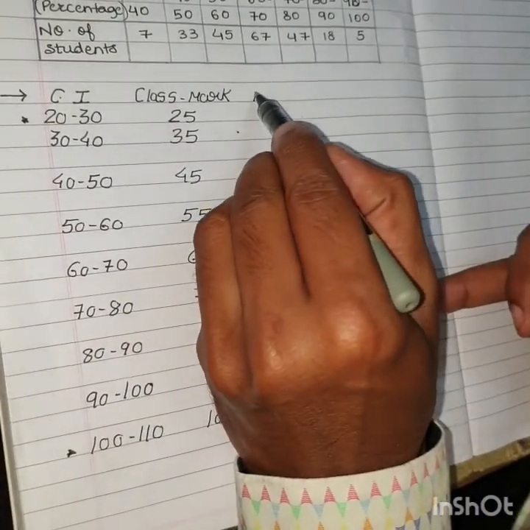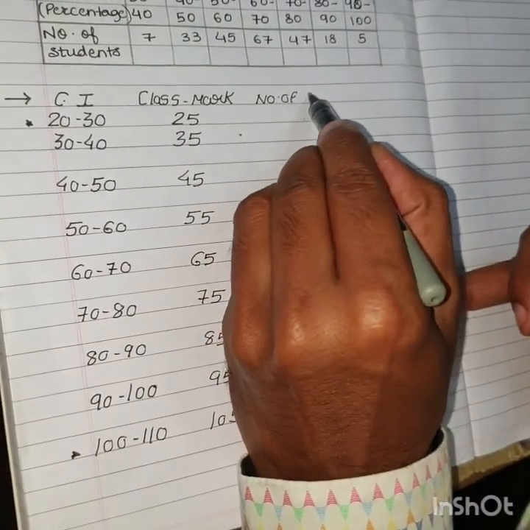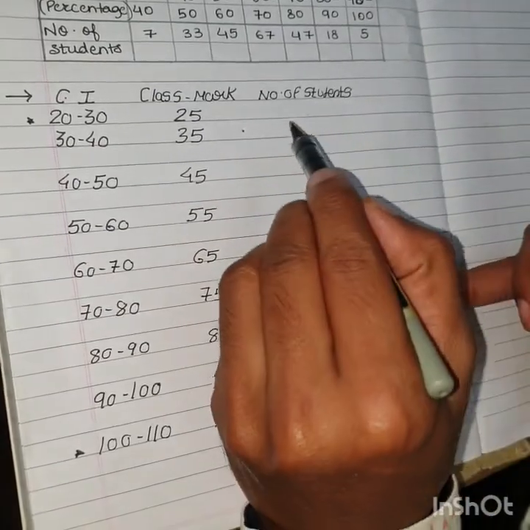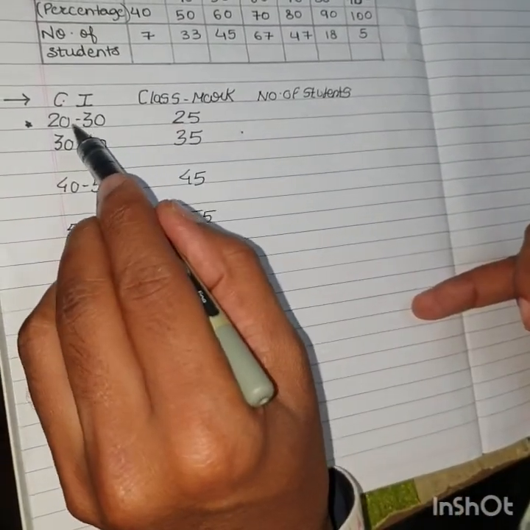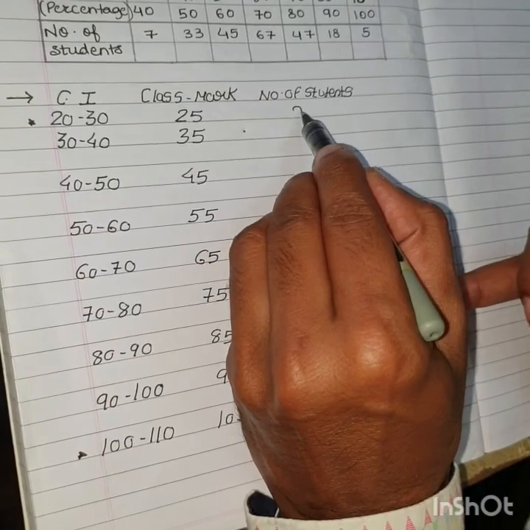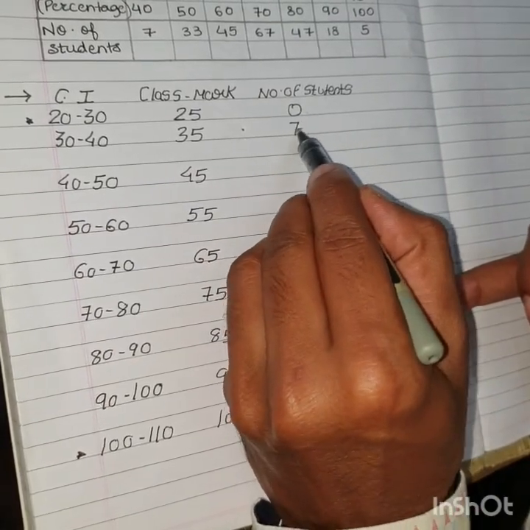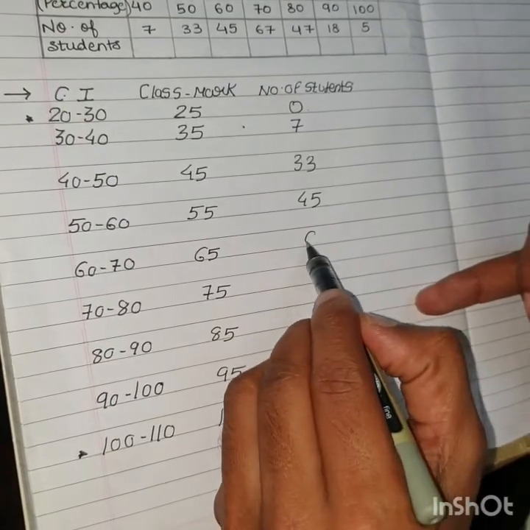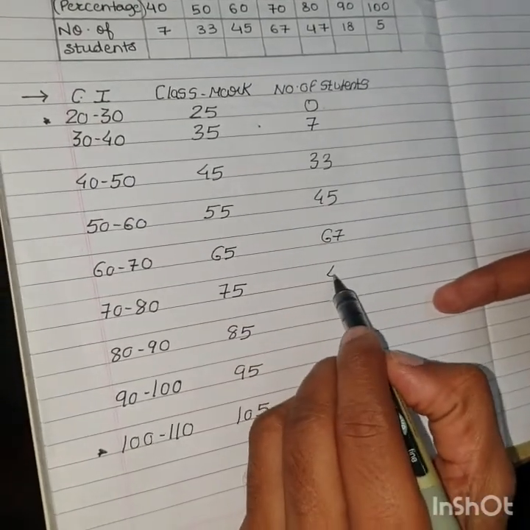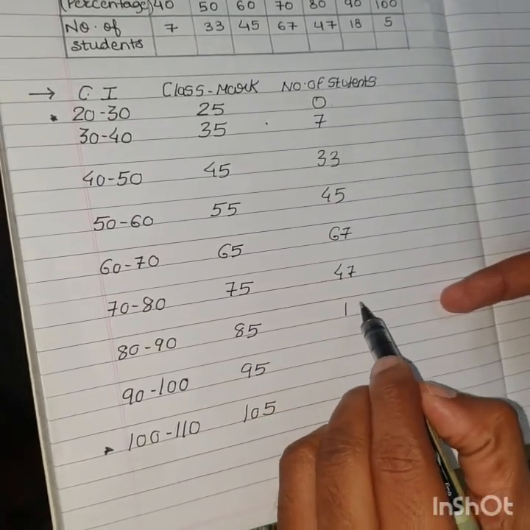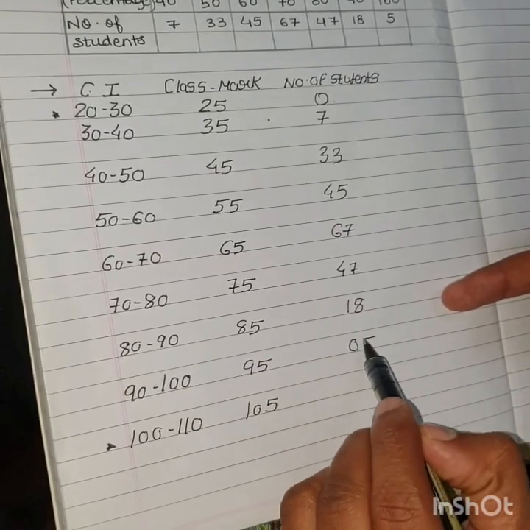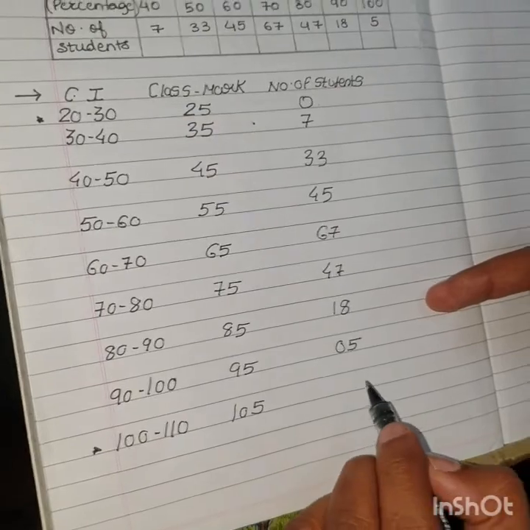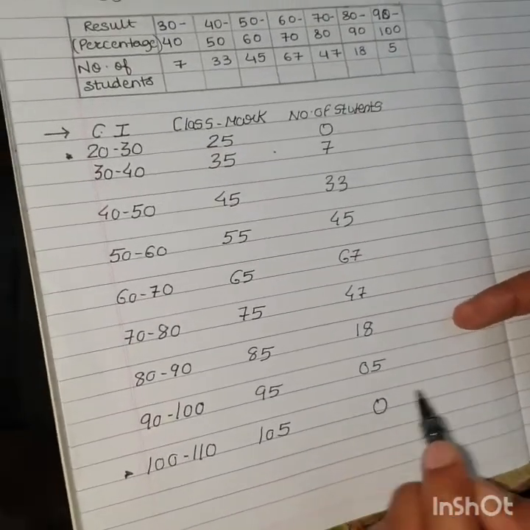Next column is number of students. Now we have taken this class 20 to 30 extra, so the number of students will be 0, then 7, 33, 45, 67, 47, 18, 5. Also the last class 100 to 110 is extra, so again its frequency will be 0.